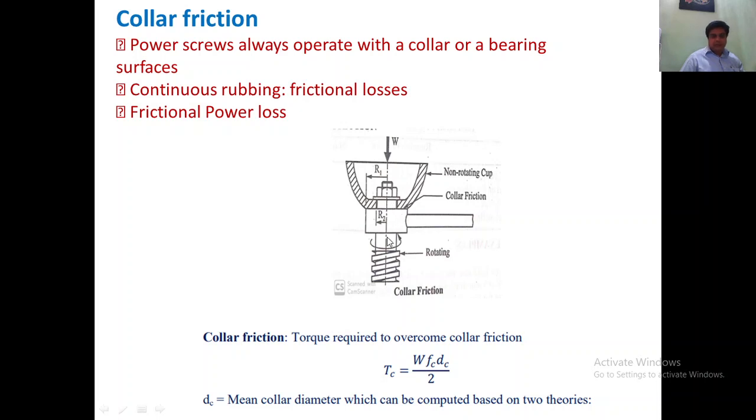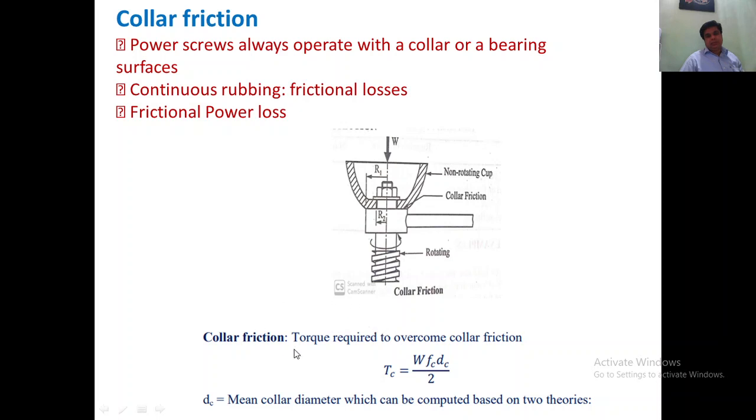And these are the diameters of this cup here. So we have the inside diameter and outside diameter of the cup or the collar. If you take this as the collar, we have R2 and R1. This is the weight or the load which is being applied, for which the power screw is designed to raise or lower. So one more concept is that the collar friction has to be considered. In the previous derivations and analysis, we have not considered this collar friction.